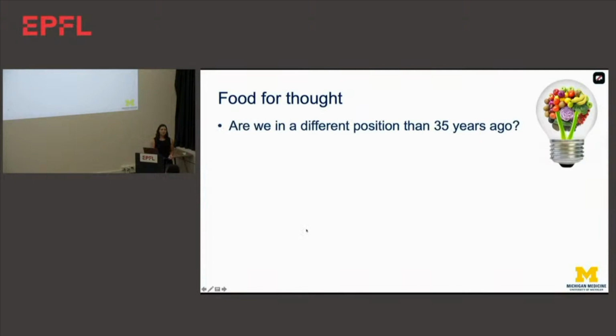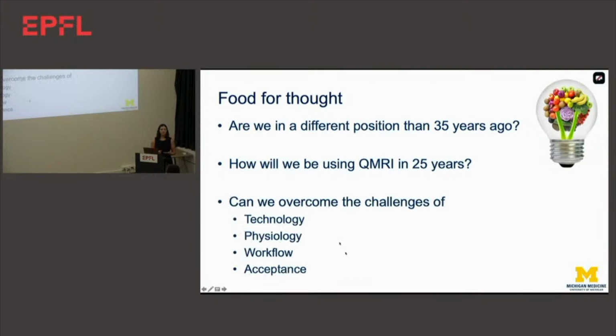And when it comes to quantitative MR, are we really in a different position than we were 35 years ago? Are these tools really that helpful? And how will we be using quantitative MR in 25 years? Are we going to have that complete, comprehensive, super easy exam, or will this still be something that we add on, like T1 mapping in the heart, where we don't really just use that quantitative information? Can we really overcome all of these different challenges, or are we going to be stuck in the same spot? Should we keep doing what we've been doing, or should we all start working on low field MR?